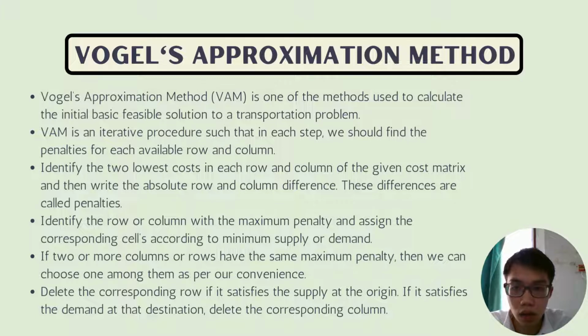Select the row or column with the maximum penalty and assign the corresponding cells according to minimum supply or demand. If two or more columns or rows have the same maximum penalty, then we can choose one among them as per our convenience. Delete the corresponding row if they satisfy the supply at the origin. If it satisfies the demand at the destination, delete the corresponding column.